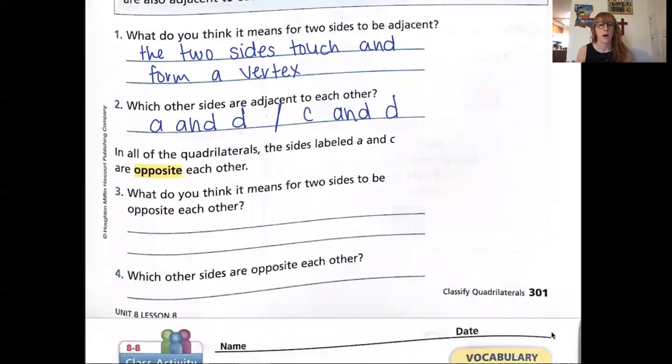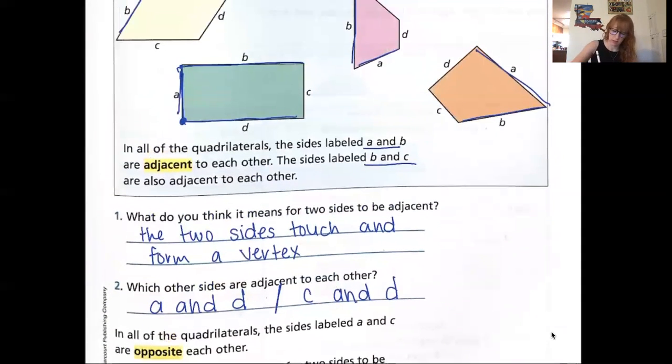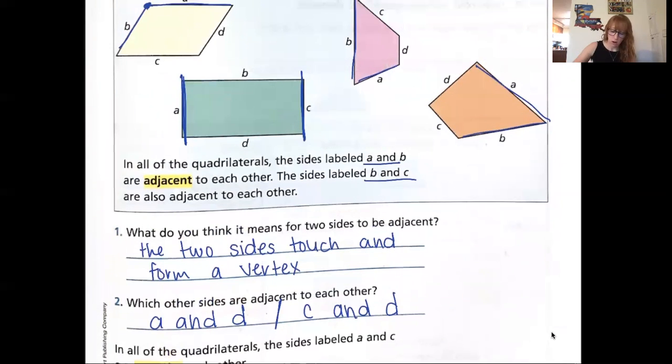In all of the quadrilaterals, and we'll scroll up in a second to look at them again, the sides labeled A and C are opposite to each other. So if we look at this green rectangle, A and C are opposite to each other. We'll notice that they don't touch, okay? And it's important that you see all of these shapes are created out of line segments. So these lines, they all stop at a certain point. They don't continue on and on forever.